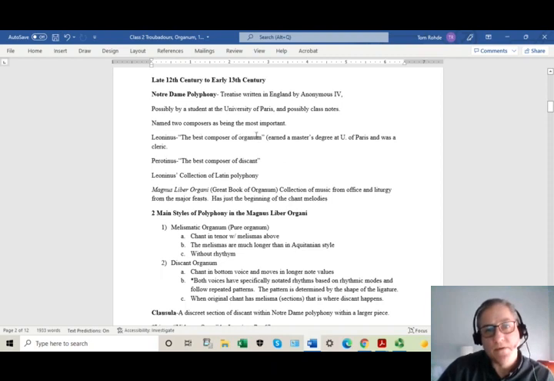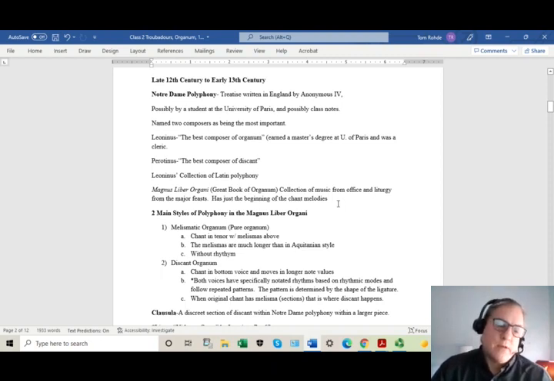Leoninus being the best composer of organum, which we just heard examples of, and then Perotinus being the best composer of discant. I'm going to talk about what that is in a minute. So the book that a lot of these compositions come from is called the Magnus Liber Organi, or the Great Book of Organum, and it's a collection of music from the Catholic liturgy.